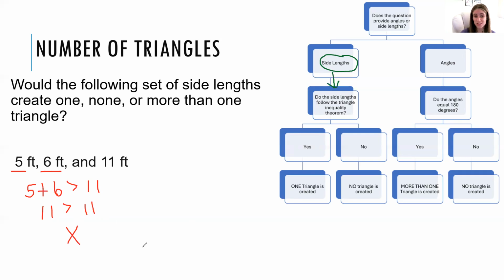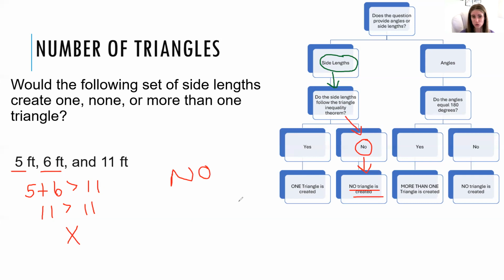Therefore, when you get to a set of sides that doesn't work, you can stop because we don't meet the rule. These 2 sides are not greater than the third. Therefore, our answer would be no, and no triangle is created.